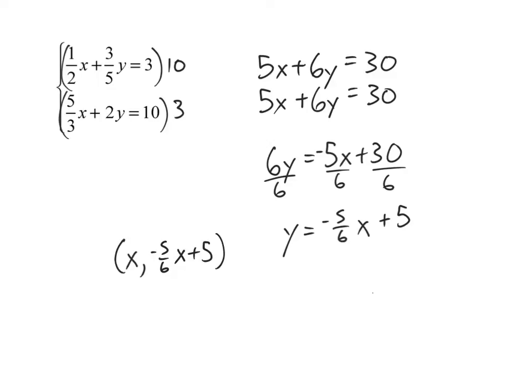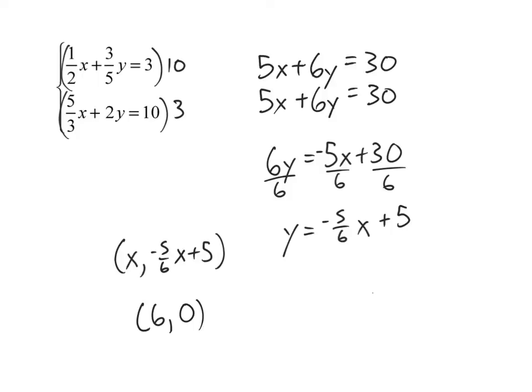Now, for example, let's say I decide that x can be anything. So I decide that x is going to be 6. So if x is 6, I'll plug 6 back into here, and that gives me negative 5 plus 5, which is 0. So one of my solutions is (6, 0).